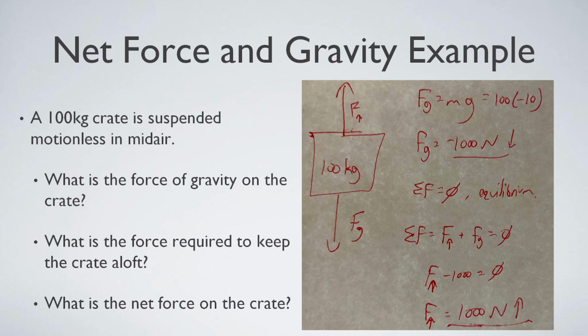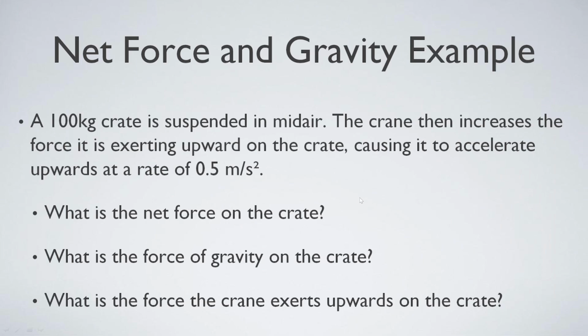We're now going to change that. We've got the same crate, and we are now going to increase the amount of upward force on it. If you kind of envision the crate hanging from a rope and that rope being attached to a crane, what we're doing now is we're flipping a switch to increase the amount of force that the crane pulls upward on the box. And now, as a result of increasing that force, the acceleration of the crate is going to be 0.5 meters per second squared. So we've increased the upward force, and the crate is now accelerating upwards.